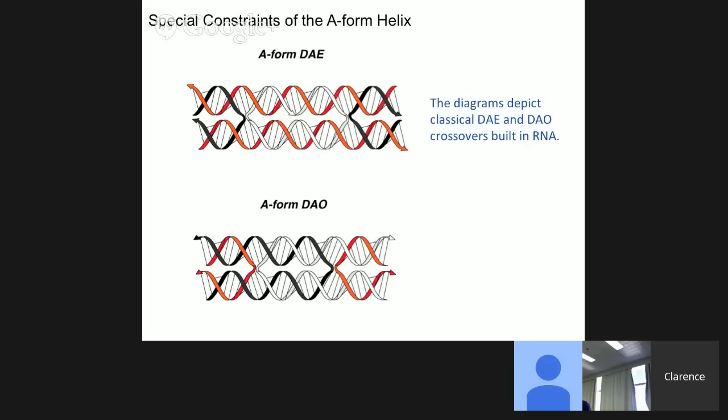Probably we should have at some point a special class on the non-Watson-Crick pairs for Eterna players. Yeah, I think it's a whole other soup of things. And for now, they just have to be building blocks that we use.